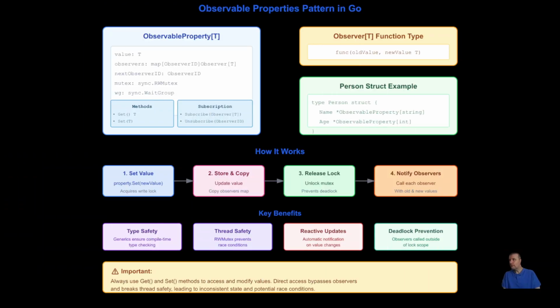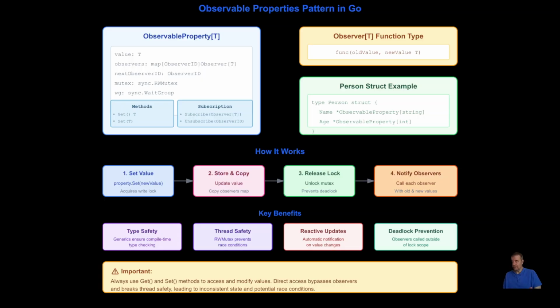Here you have a nice diagram. The observable property is a generic struct of type T. It contains a value of type T, that is the current value of the property. Then there is the observer's map. A map is like a slice. Slices should be familiar. A map is like a slice of associations. It associates a key, the observer ID, to a value, the observer. That means we can access observers by their observer ID.